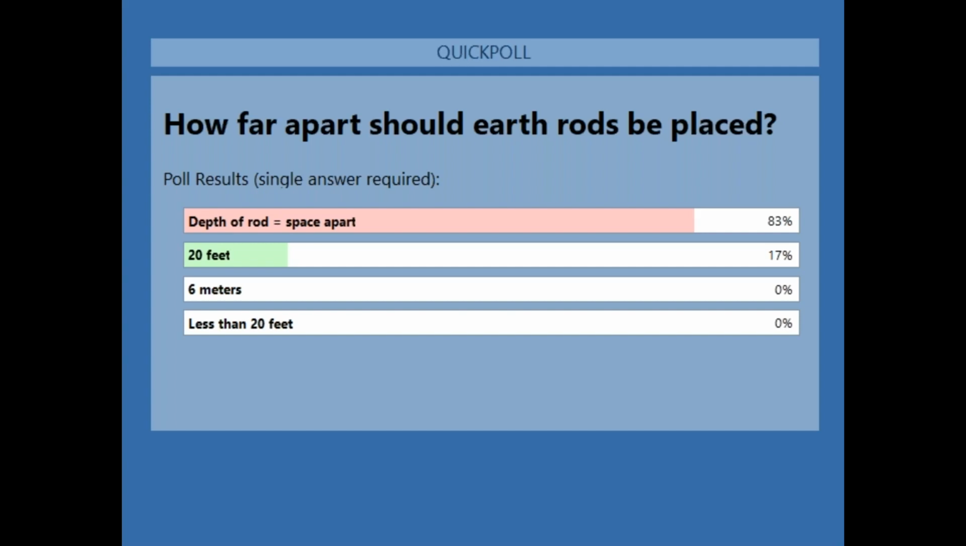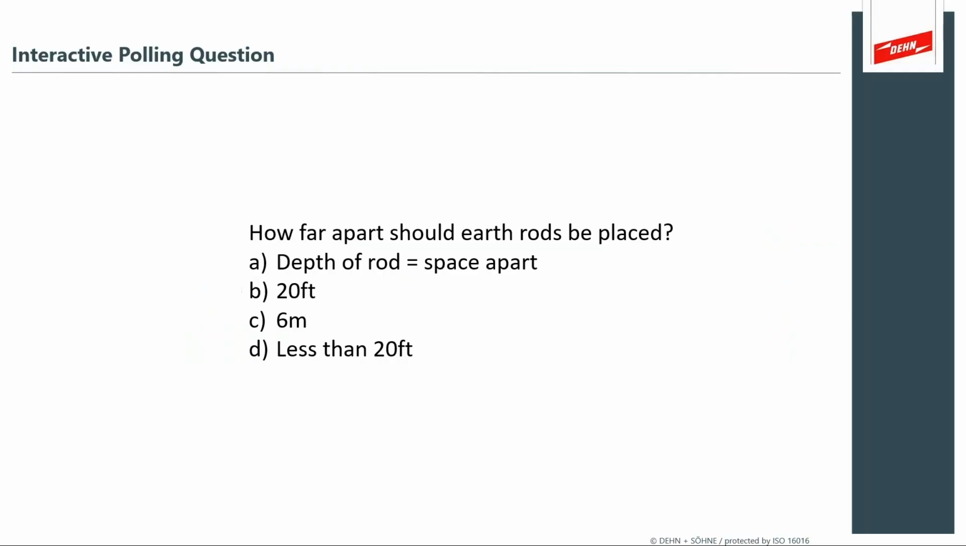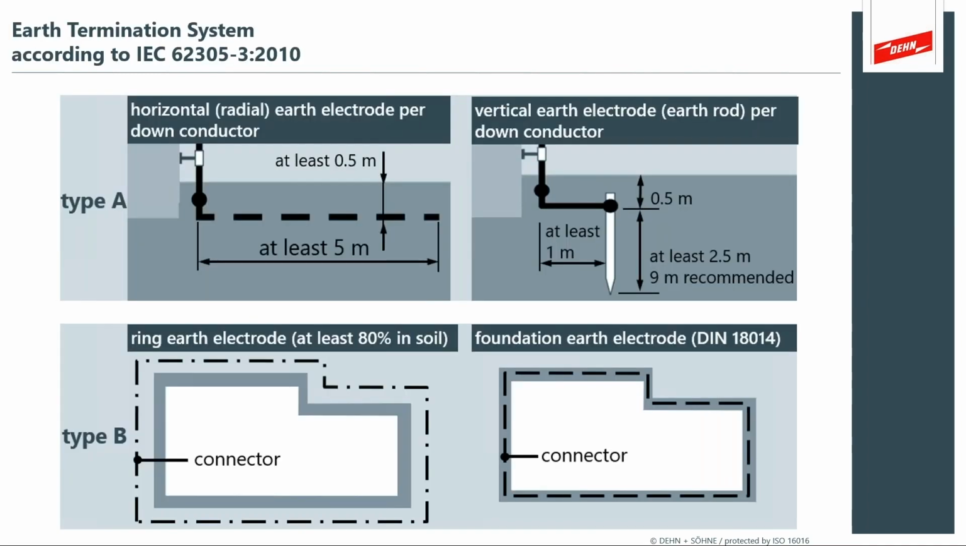So it's a trade-off. The other answers actually are right also. The standards give you 6 meters, 20 feet, and you also see some standards that indicate 16 feet apart. You'll also see people say it's the spacing of the fence poles: I'll need another rod every so many fence poles. That seems to be a reasonable answer. Thank you. So that gets us to the topic of the Earth Termination System.